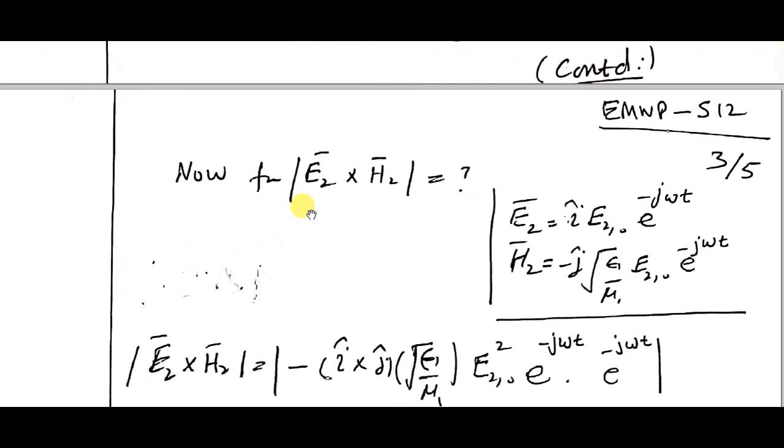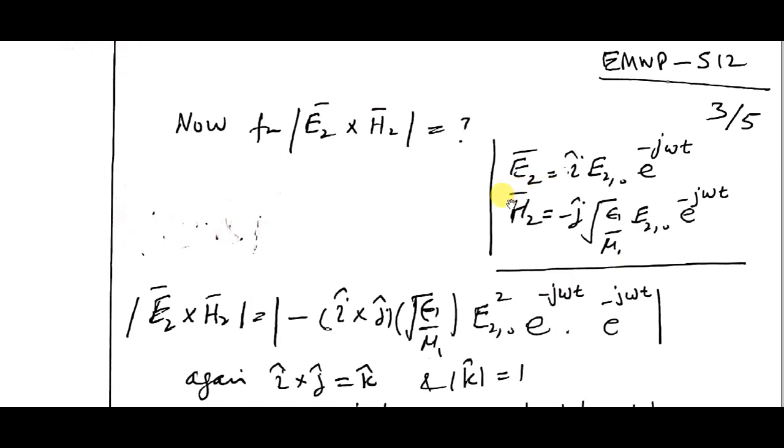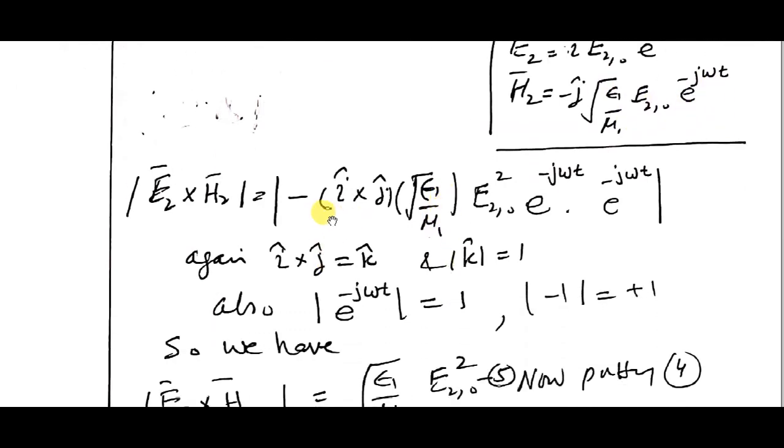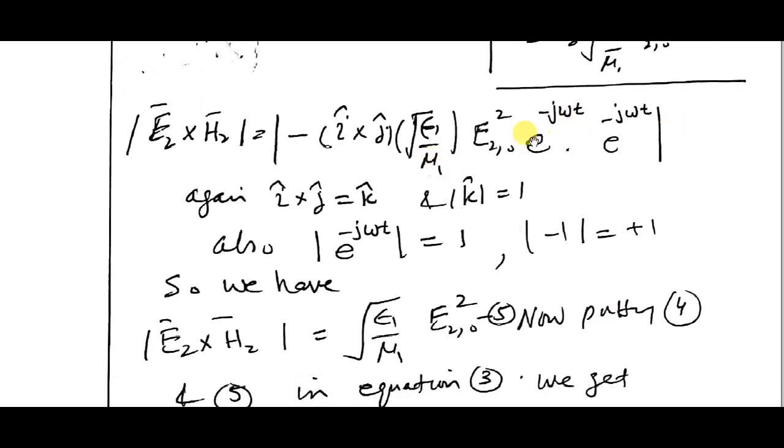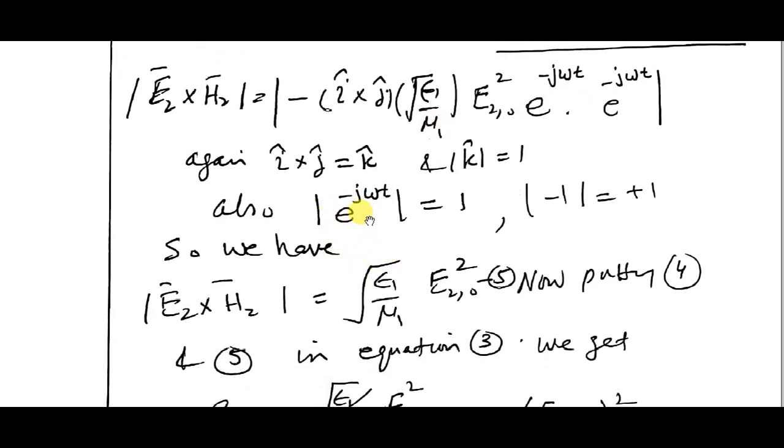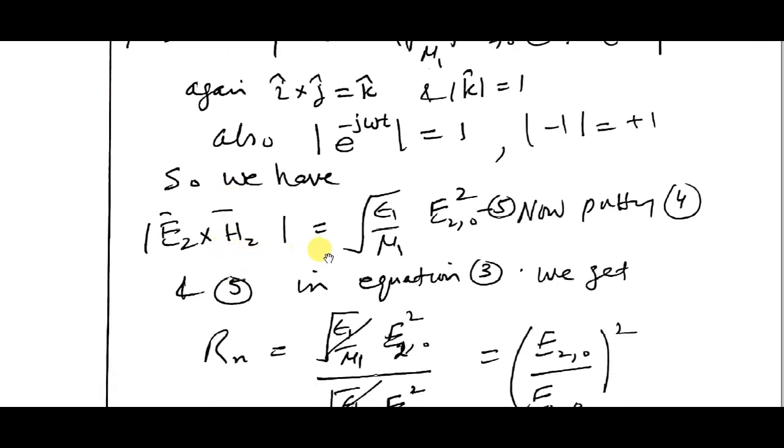Similarly for E2 cross H2, we have the E2 function defined. The solution of the wave at z equal to 0 is i unit vector E20 e to the power minus j omega t, and H2 is minus j times the square root of epsilon 1 over mu1 times E20. Again we take i cross j, which is equal to k, and the absolute value of k is 1. Applying the same procedure as before, the absolute value of e to the power minus j omega t for both is equal to 1, and E2 cross H2 is equal to the square root of epsilon 1 over mu1 times E20 squared, where E20 is the reflected amplitude.